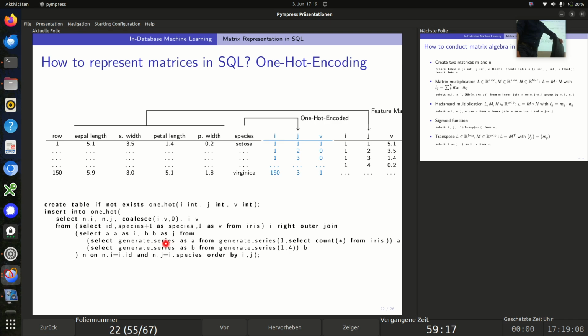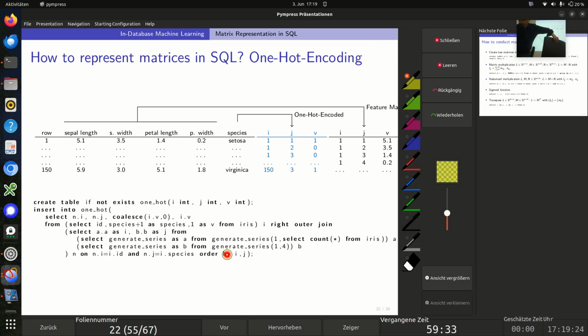By the way, generate series is quite useful. What I do here is use generate series to create an index for every dimension. So this is the J dimension here, and this is the other dimension.